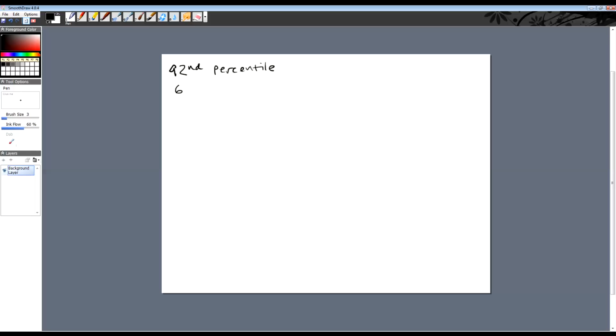If 67,500 individuals took the test, about how many scored higher than Kimberly did? Well, if Kimberly was in the 92nd percentile, then 8%, or 100 minus 92, 8%, would have been above her. So 8% times 67,500 is 5,400. So approximately 5,400 students scored higher than Kimberly did.